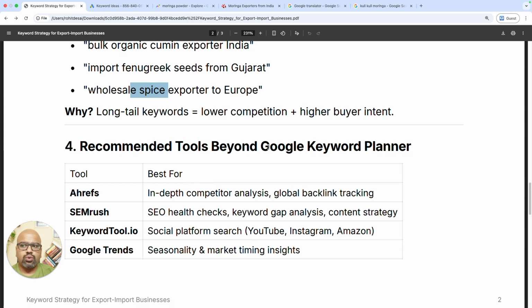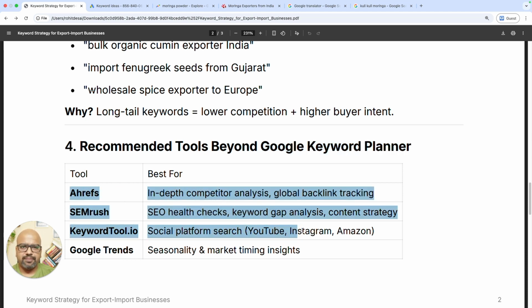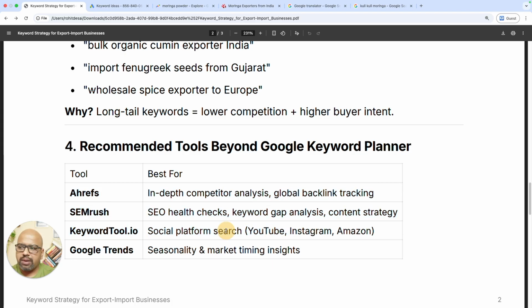So is this the only tool, Google Keyword Planner, Trends? No. You can use many other tools, but that's not free. These are all paid tools. If your pocket is friendly for it, go and purchase it. It gives you more in-depth knowledge. In-depth competitor analysis, backlink trackers, everything comes into the picture. Your SEO health, keyword gap analysis, content strategy, even what your competitors are writing and what else you need to write, that is also something they are going to do. They understand the competitor, find the gap, improvise your content, push it off.